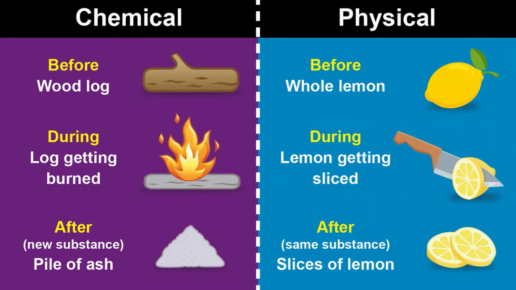Now, going into physical and chemical changes, these are things you probably have heard in the past, but we're going to go over it again. In a chemical change, here's an example: you have a wood log. It is getting burned, and now you have a pile of ash. It is no longer the log, it is now ash. A new substance is formed. And in physical changes, you have a lemon that is whole. It is cut, and after you have slices of a lemon, it is still the same substance. So based on that, what do you think the difference between a physical change and a chemical change is? How are they different?